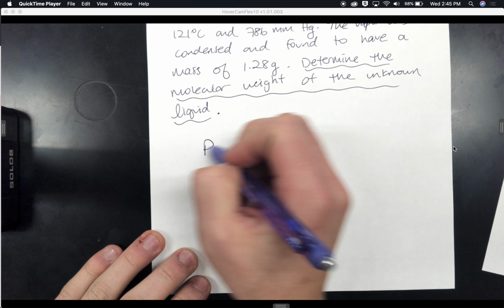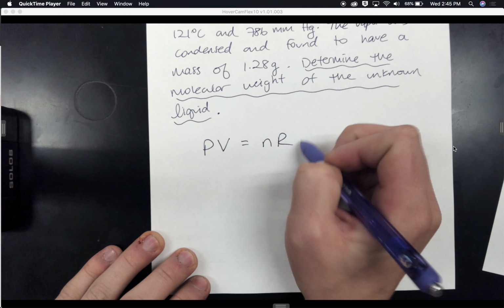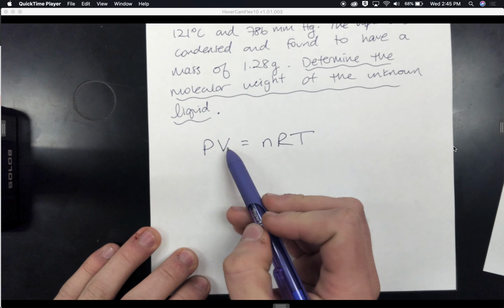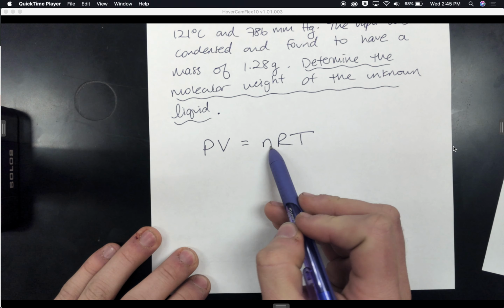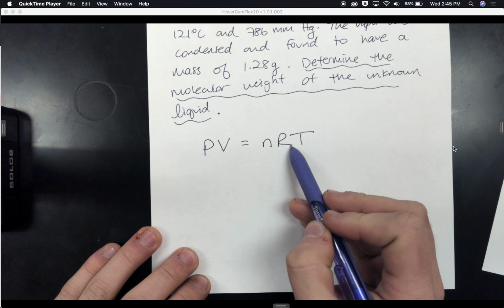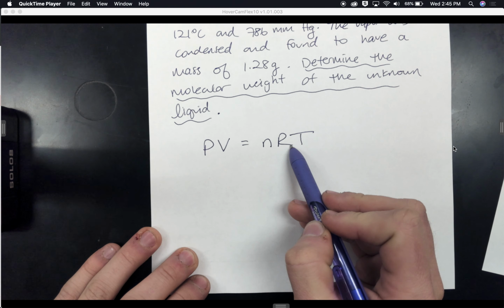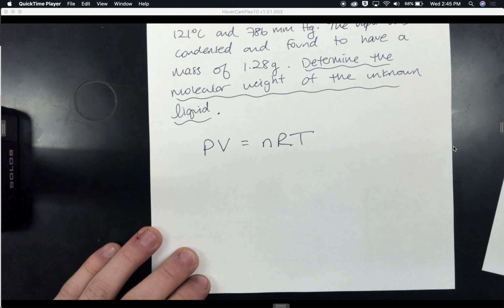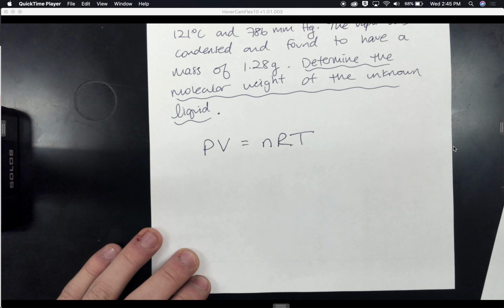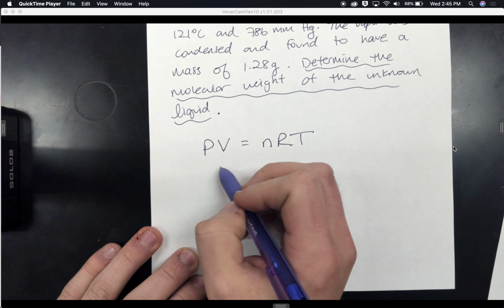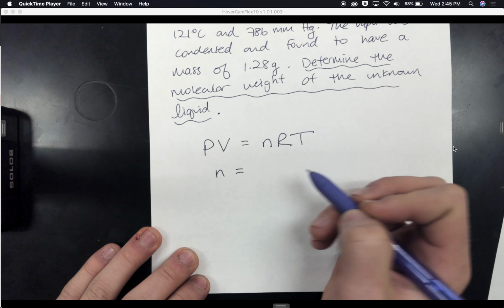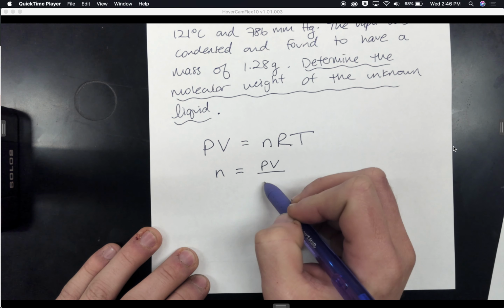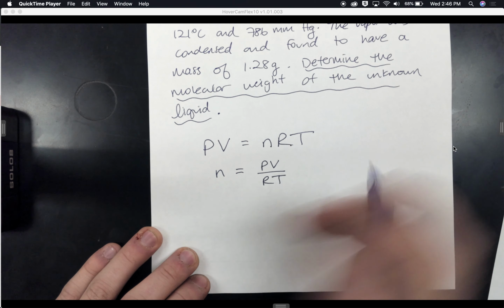So let's go ahead and get started. We're going to set up PV equals nRT. We know the pressure, we know the volume. We're going to solve for moles. Our R is on the formula sheet. We just have to make sure we use the right one, and we know temperature. I'm going to solve this for n, and when we solve this for n, we should get P times V over R times T.